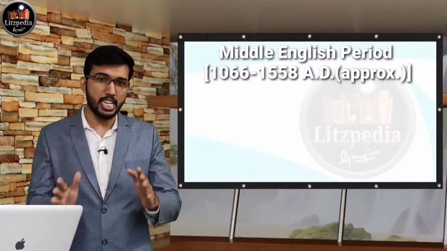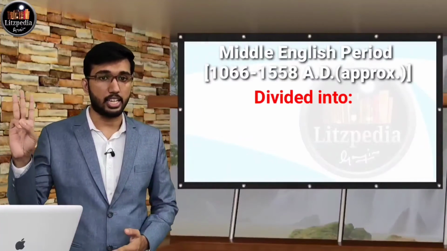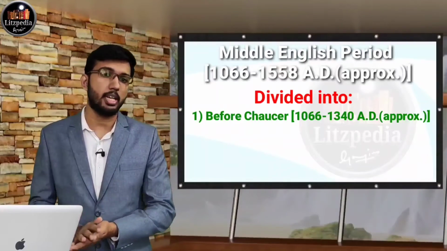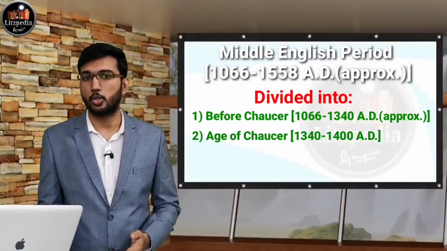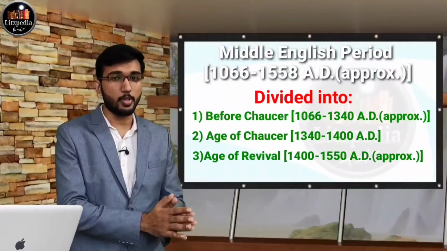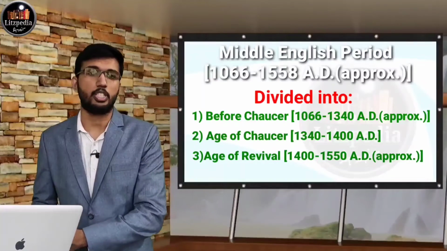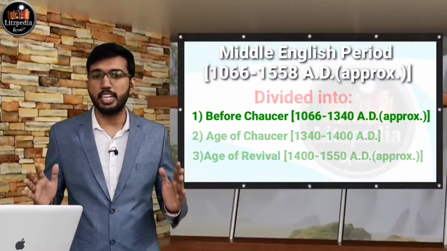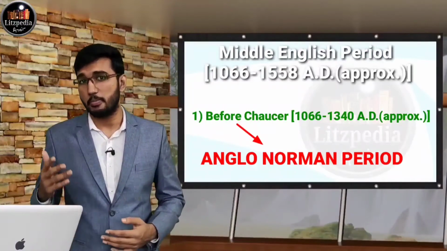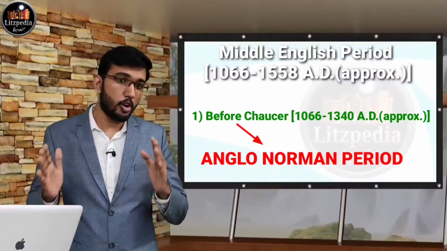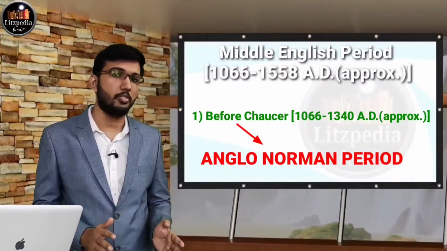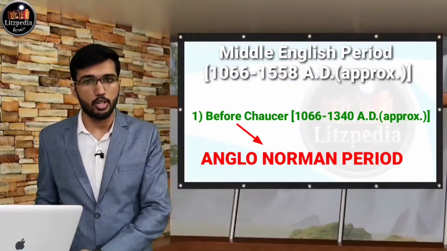We need to note that this Middle English period is again divided into three sections. That means before Chaucer, which is from 1066 to 1340 AD approximately. Then comes the age of Chaucer. Chaucer lived between 1340 to 1400, and then comes the age of revival, which is between 1400 to 1550 approximately. We need to note that the period before Chaucer is called the Anglo-Norman period, which spans from the 12th century to the middle of the 14th century. So this before-Chaucer period is called the Anglo-Norman period, approximately from 1066 to 1340 AD.